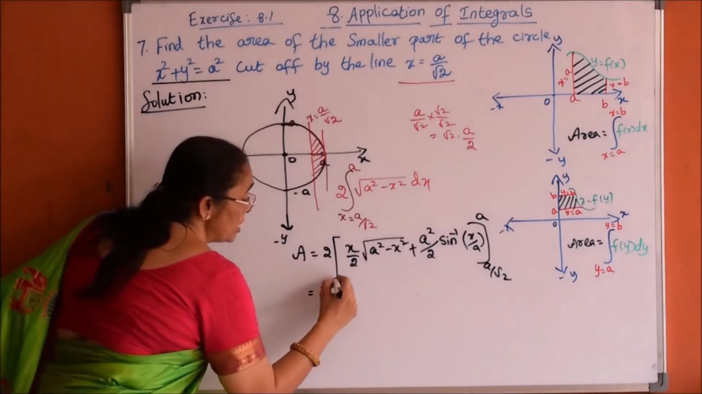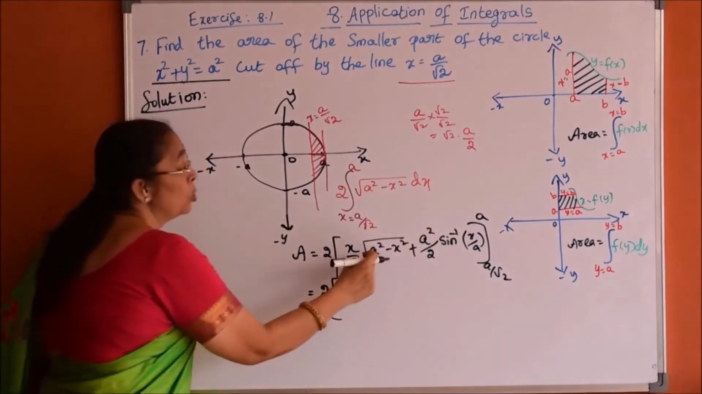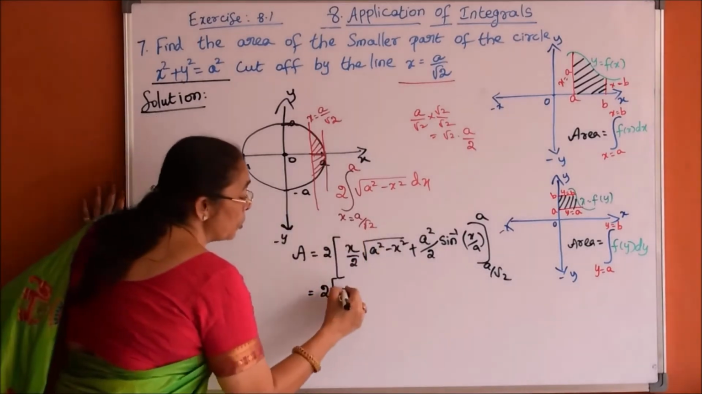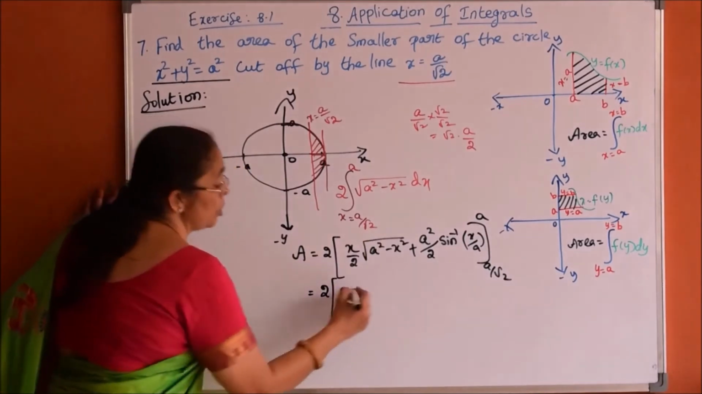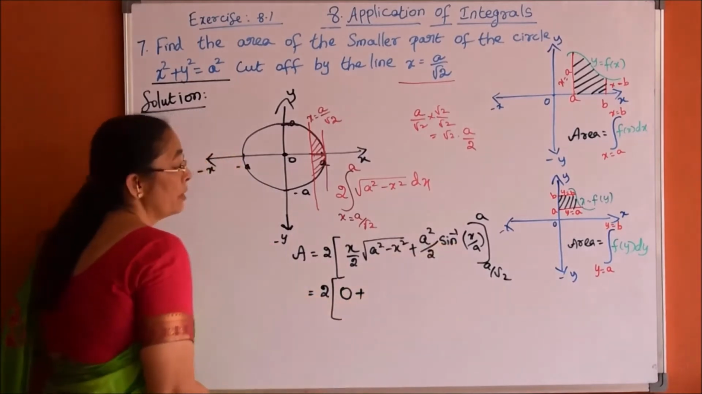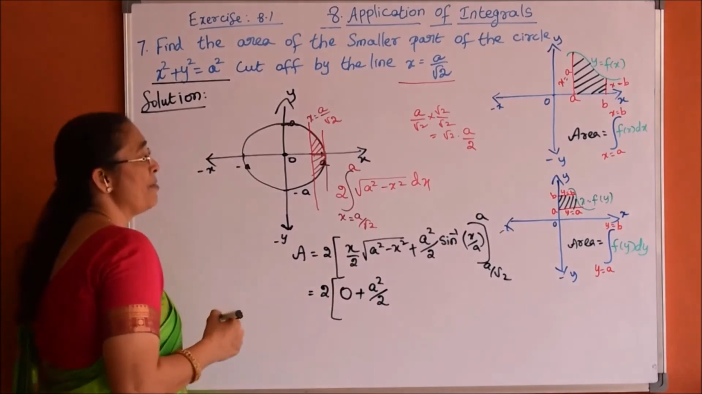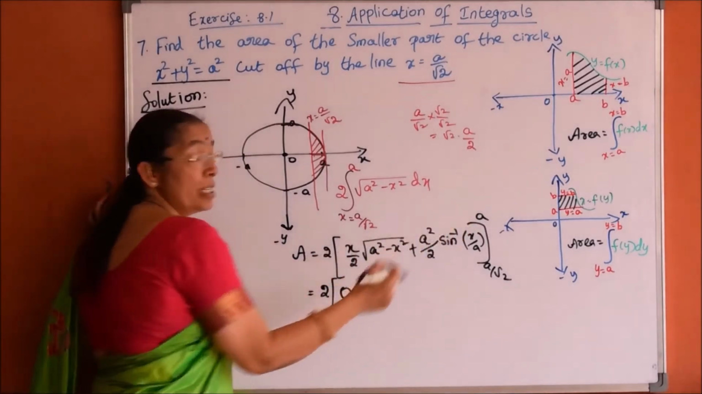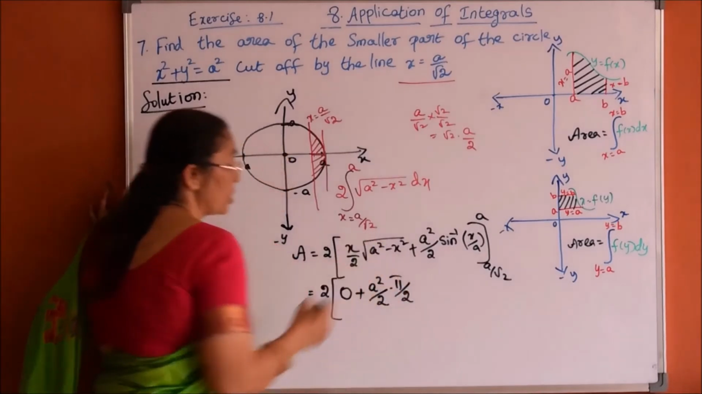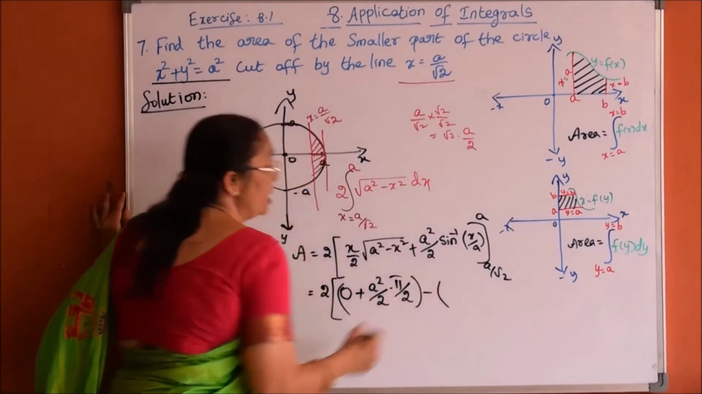Now, 2 is outside. Applying the upper limit, here a by 2 root over a square minus a square, so this will become 0. So, the first term of the upper limit is 0. Now, applying the upper limit here, you will get a square by 2 sine inverse of x by a, sine inverse of a by a, sine inverse of 1, which is pi by 2. So, we applied the upper limit. Now, we are going to apply the lower limit for the two terms.